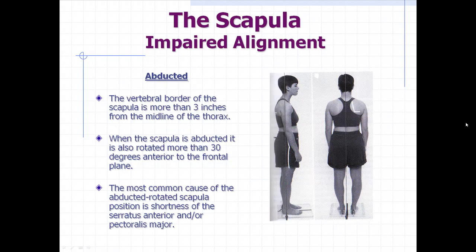This is the opposite. This is where the scapula is abducted. This time the scapula has moved around the thoracic wall and the individual appears excessively rounded across the posterior aspect of the scapula itself. This is often caused as a result of tightness of serratus anterior, and it may be associated with tightness of pectoralis major as well.